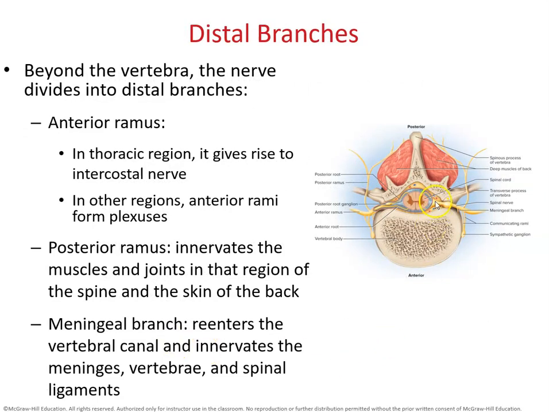Once the nerve has exited the vertebra, the nerve is going to divide into distal branches. We have the anterior ramus, the posterior ramus, and the meningeal branch. Those are the 3 main branches. So we have exited from the vertebra. We have the anterior ramus going this way, the posterior ramus going this way, and the meningeal branch is here, staying close to the vertebra.